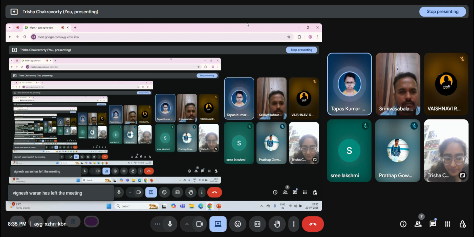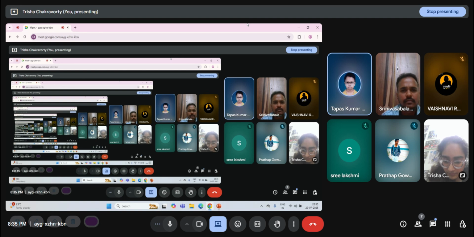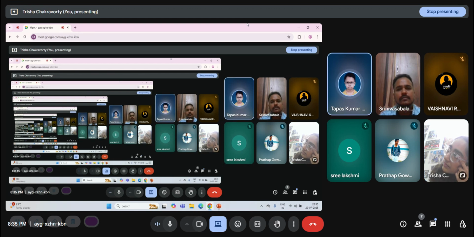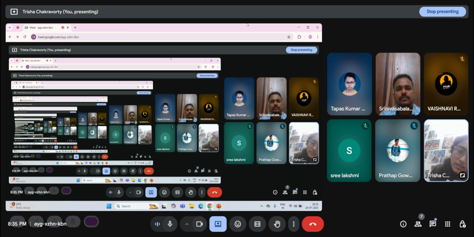Ma'am, one thing: what is the difference between a bolt connection and a rivet connection? Is there any difference? Bolt connection is temporary, with nuts. Rivets are also temporary. A weld is the permanent thing.